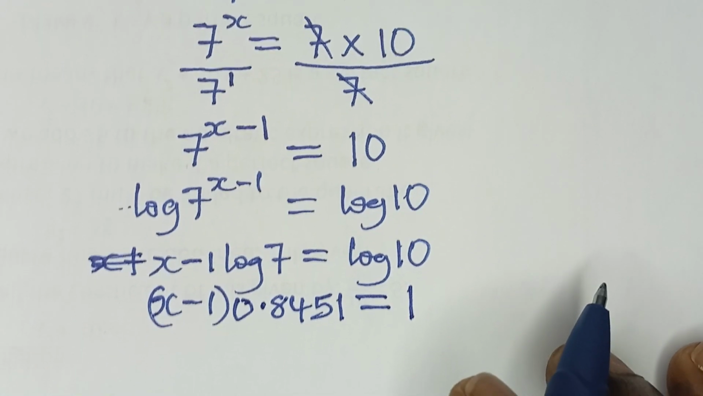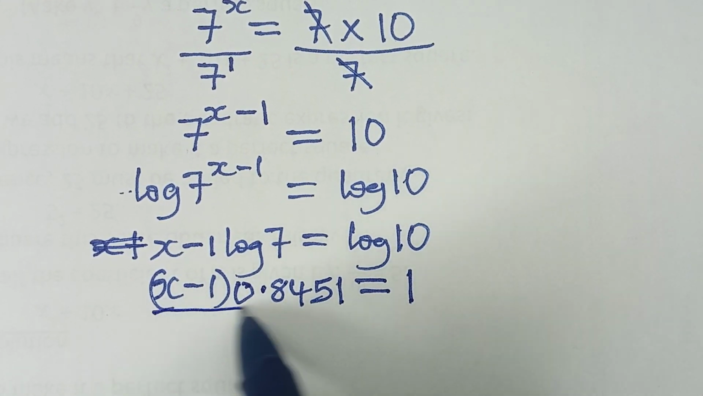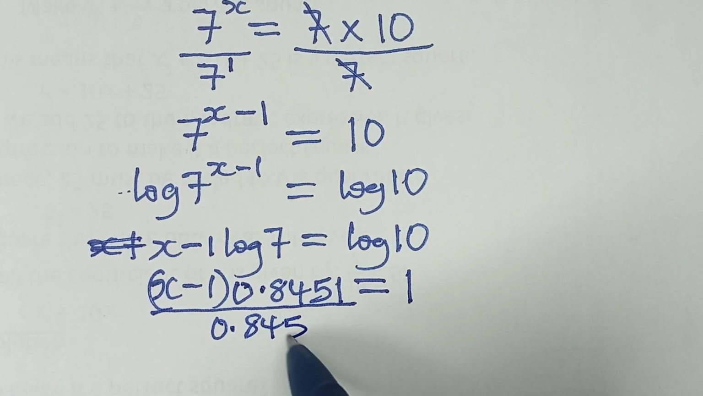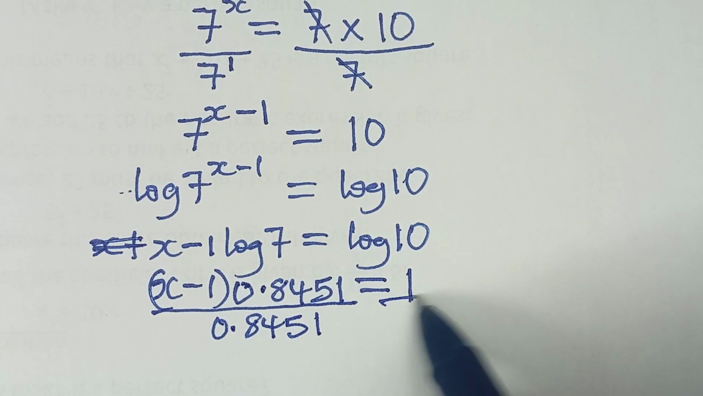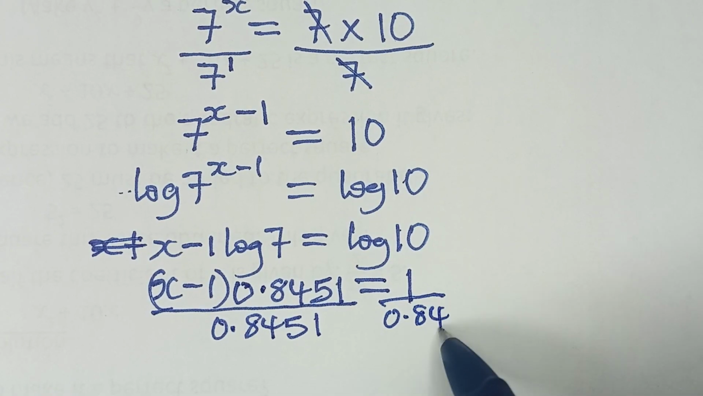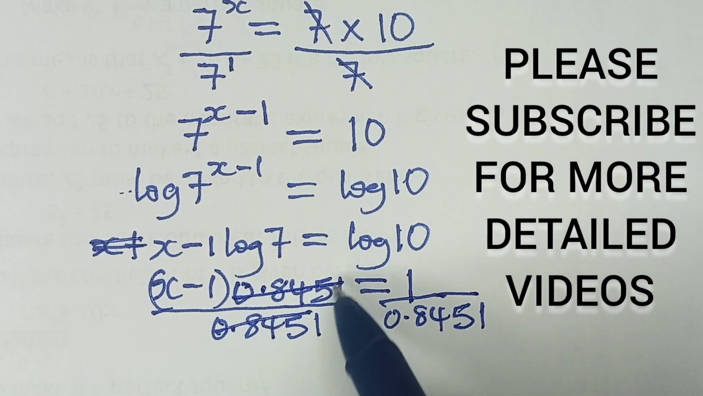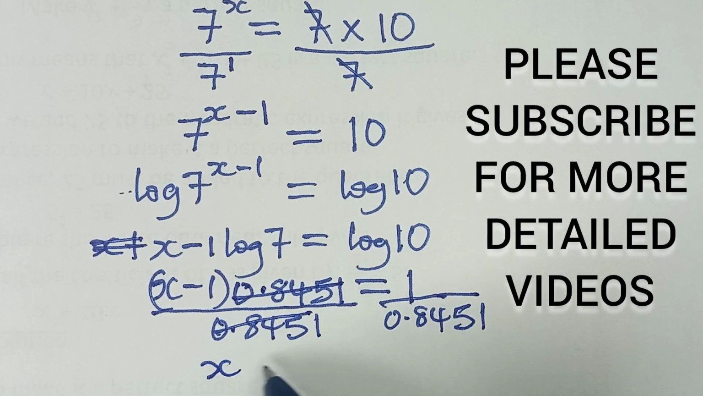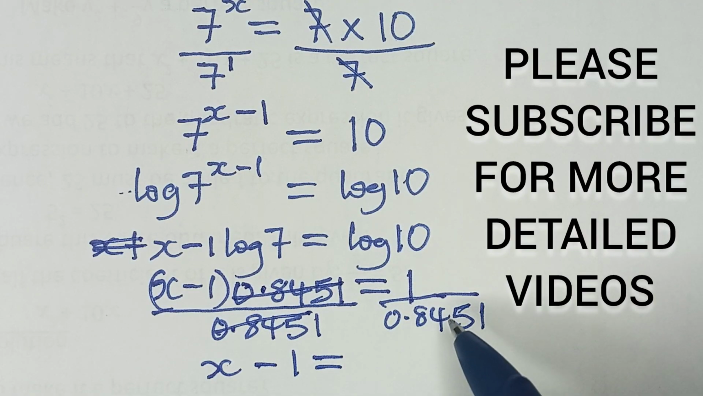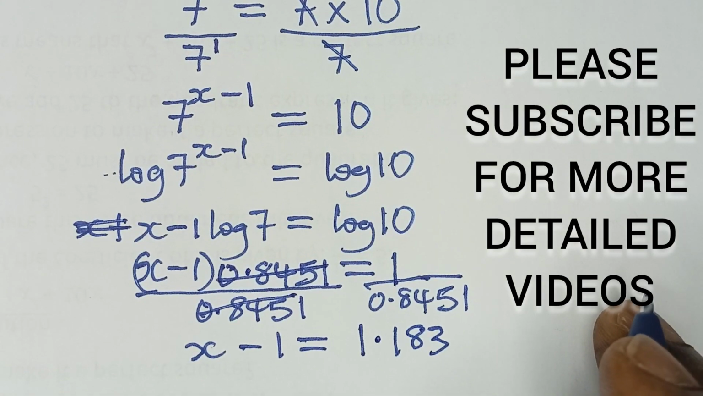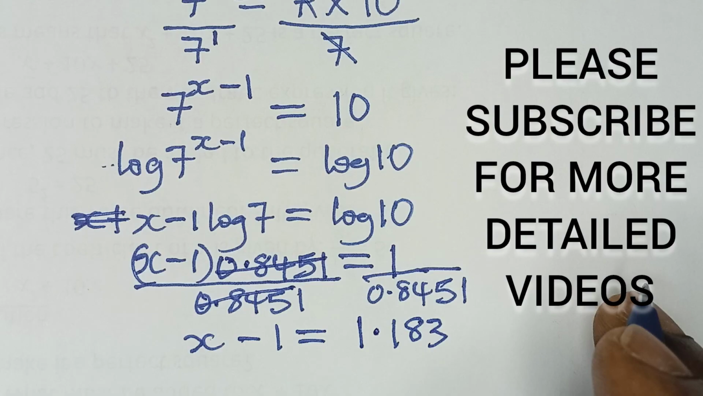So the next thing that we can do now is to divide both sides by 0.8451. Divide this side too by 0.8451, so that this will cancel this. Here we'll be left with x minus 1 is equal to 1 divided by 0.8451, which will simply give us 1.183.